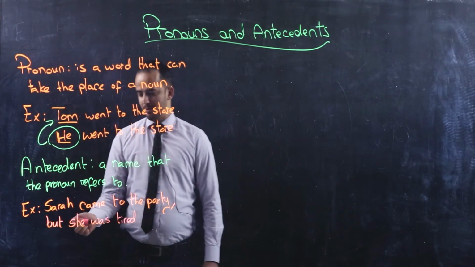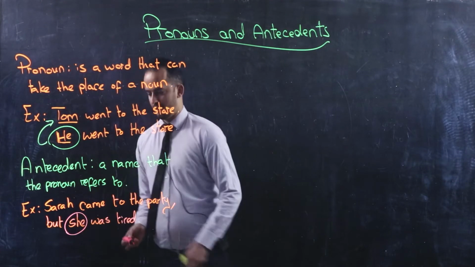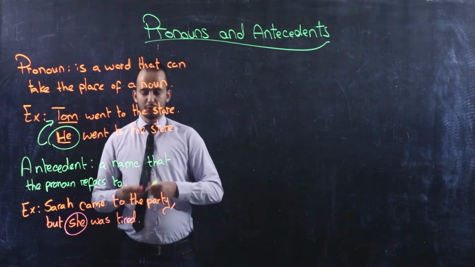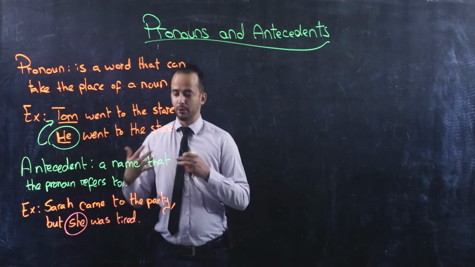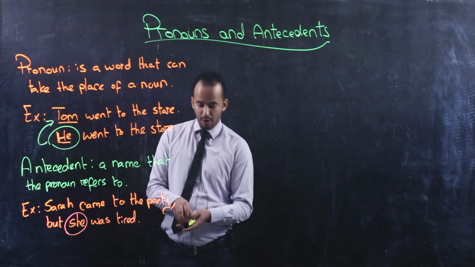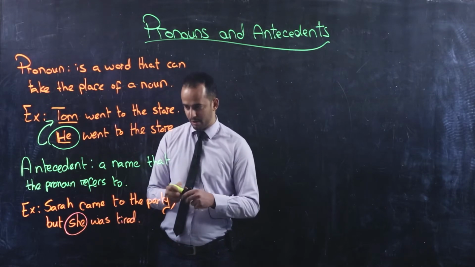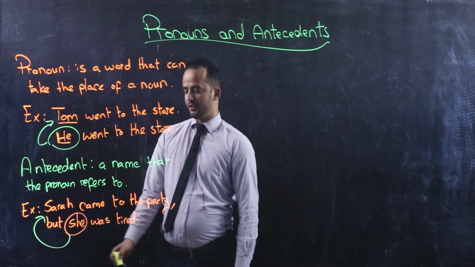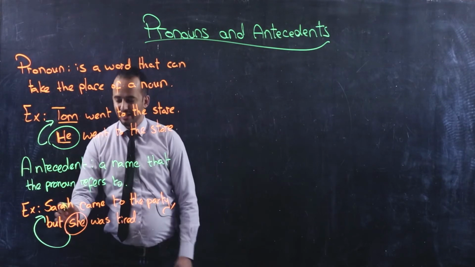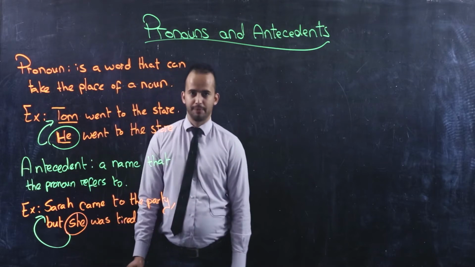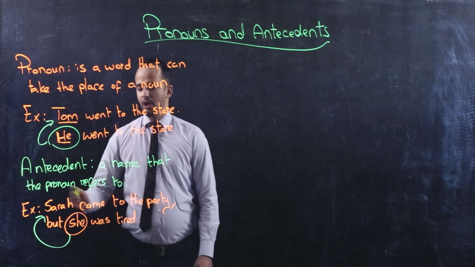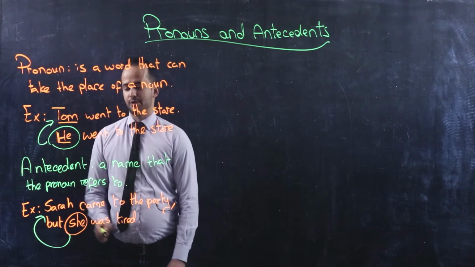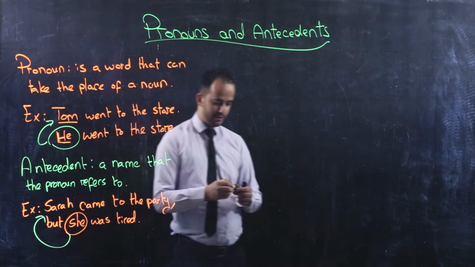Okay, now what do we mean by she? Who is she here? Who are we talking about here? Who is the person, who is the girl, who is the woman that we are talking about here by the pronoun she? Now, of course, you're going to say that she refers to Sarah, right? So Sarah here is the antecedent of the pronoun she. Okay, it's the noun or the name of the person that the pronoun she refers to. Okay, great.